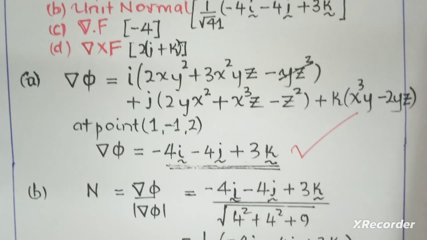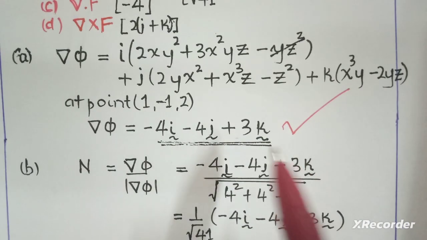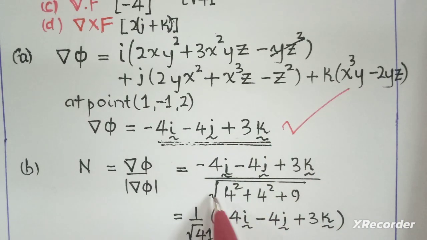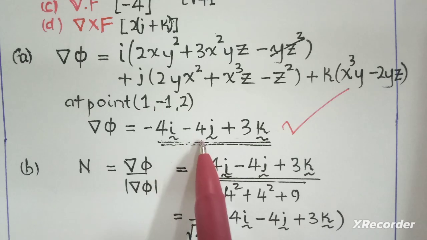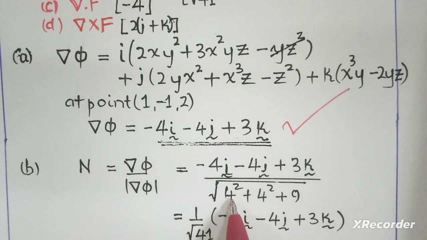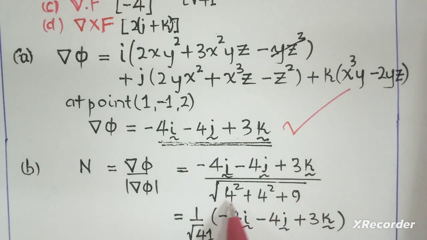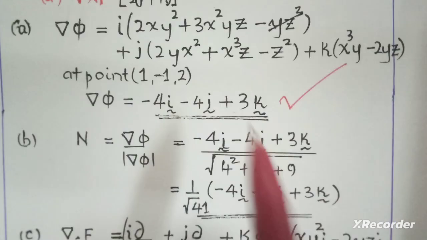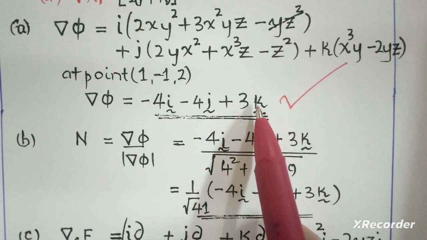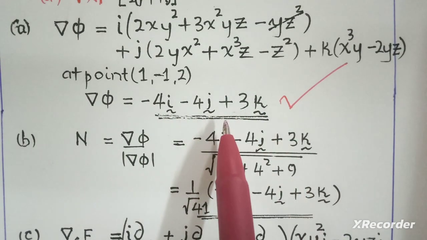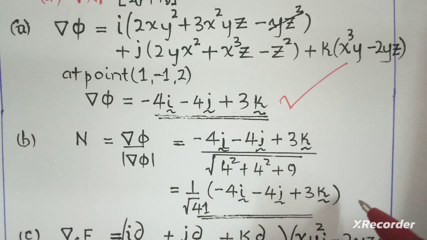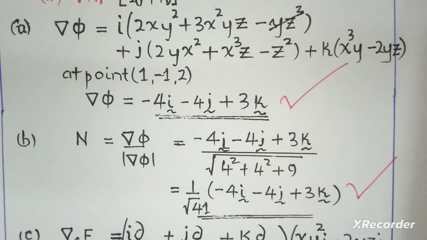So this is what we now get for grad phi. For the unit normal, whatever we have gotten now, we divide by the magnitude of that. And the magnitude of that is given by 4 squared, we disregard the negatives, so it's 4 squared plus 4 squared plus 9, then square root. So this is the normal to that, that is the unit normal to that. So that is our solution, guys.